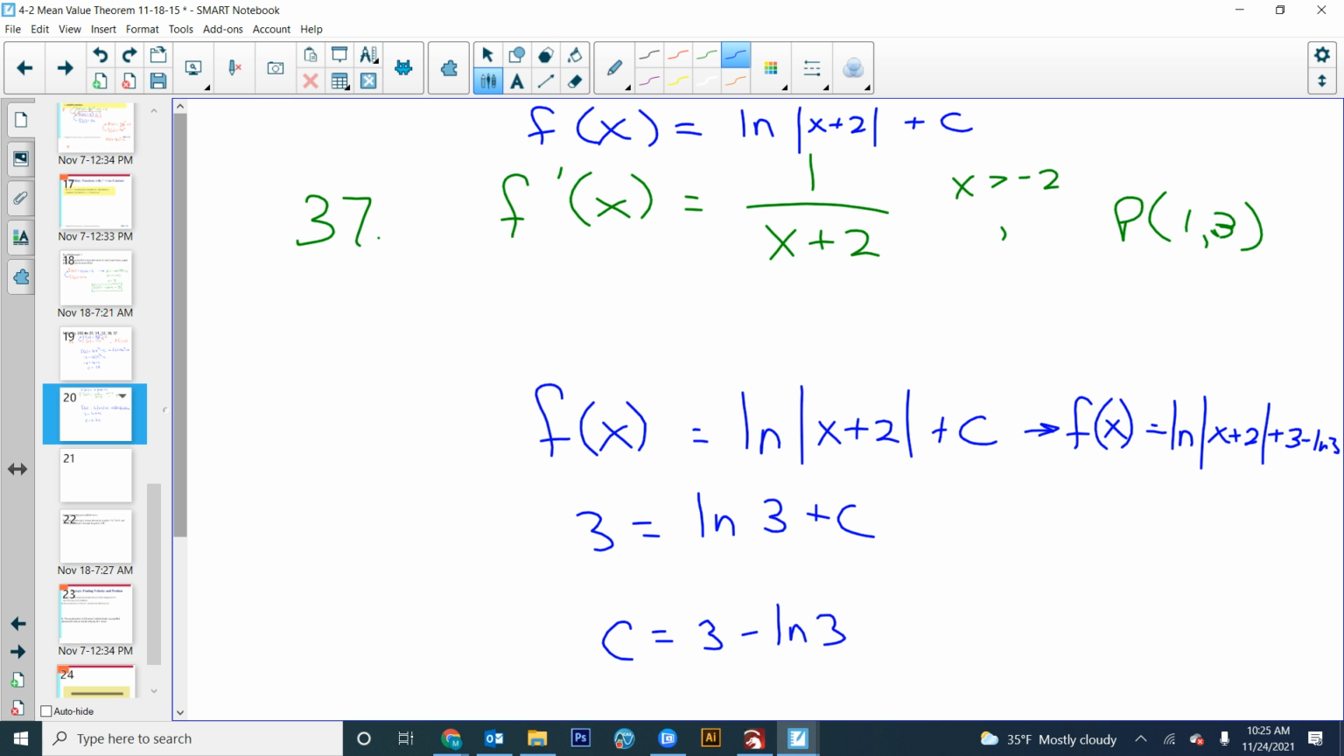What's the domain of 1 over x plus 2? What's the only point that's going to cause a problem there? -2. It's all real except for -2. Do you agree?